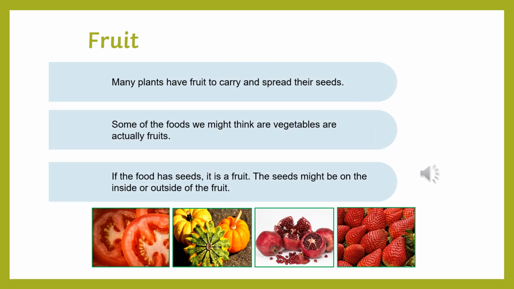Many plants have fruit to carry and spread their seeds. Some of the foods we might think are vegetables are actually fruits. If the food has seeds, it is classed as a fruit. The seeds might be on the inside or outside of the fruit. Have a look at the pictures. Can you spot the seeds on the inside or the outside of each fruit?